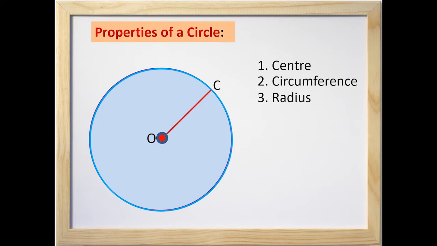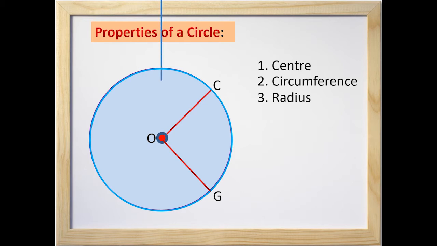Is it clear, children? So here in this figure, we have OC as the radius. There is another radius which I am going to show, OG. Here OG is also a radius because it is the line segment joining the center and any point on the circle. Did you all understand, children, that there are infinite radii in a circle?